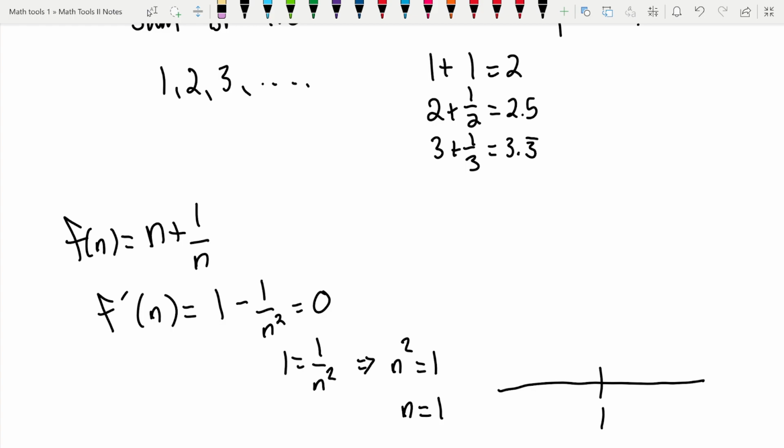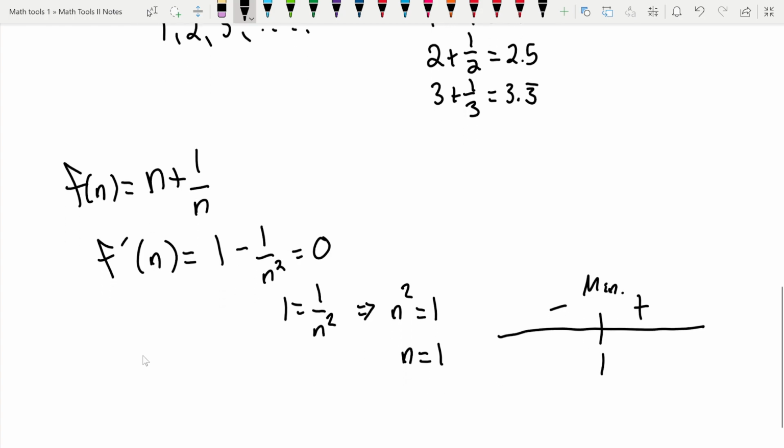So if we plug in, it's a little tricky here. If we plug in, say, 1/2, when we're just plugging in numbers, we don't need to worry about it being in the domain here. It doesn't have to be a positive integer. So if we plug in 1/2, 1/2 squared is 1/4. So 1 minus 4 will be -3, so it's going to be a negative number. And then if we plug in 2, it's going to be 1 minus 1/4, which is 3/4, so a positive number. So this is indeed a minimum using the first derivative test. So 1 is our answer here.